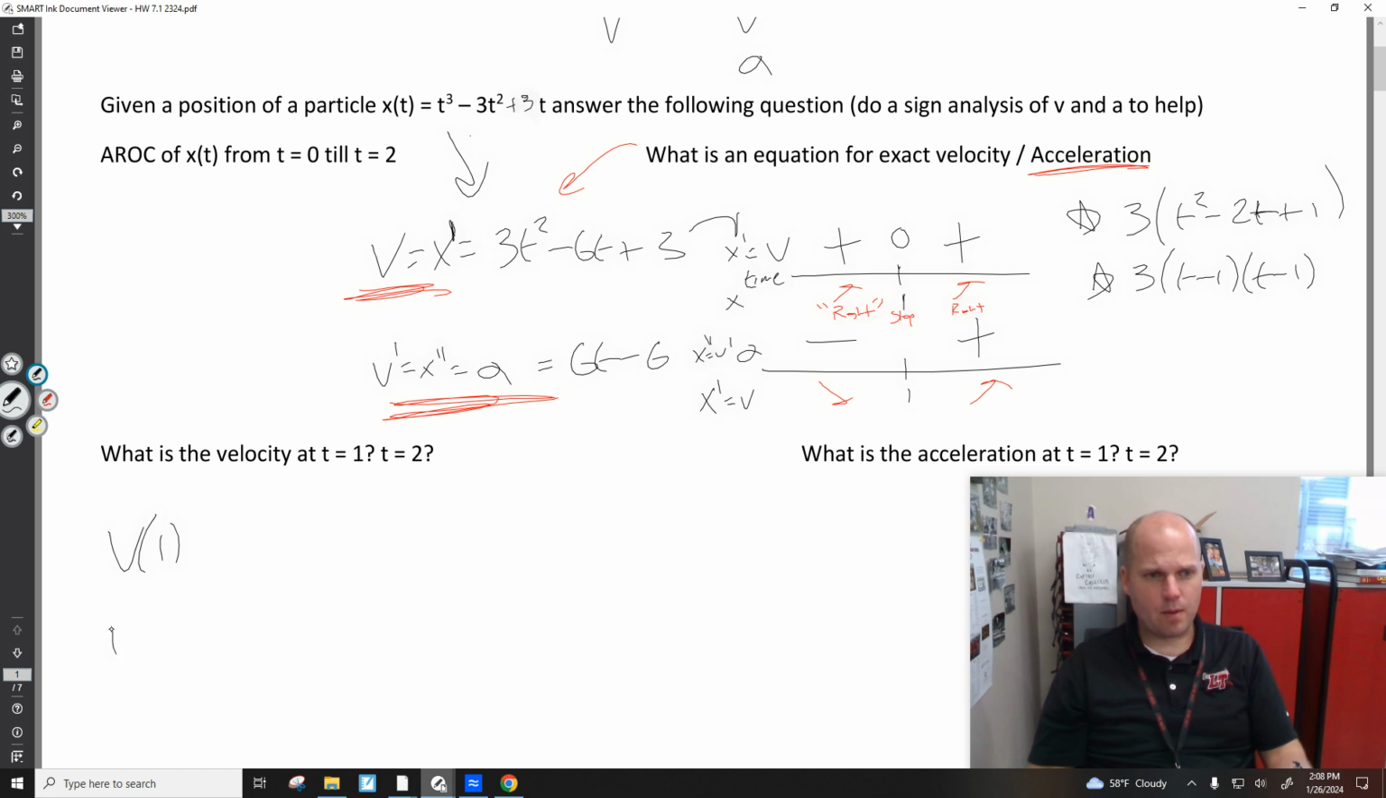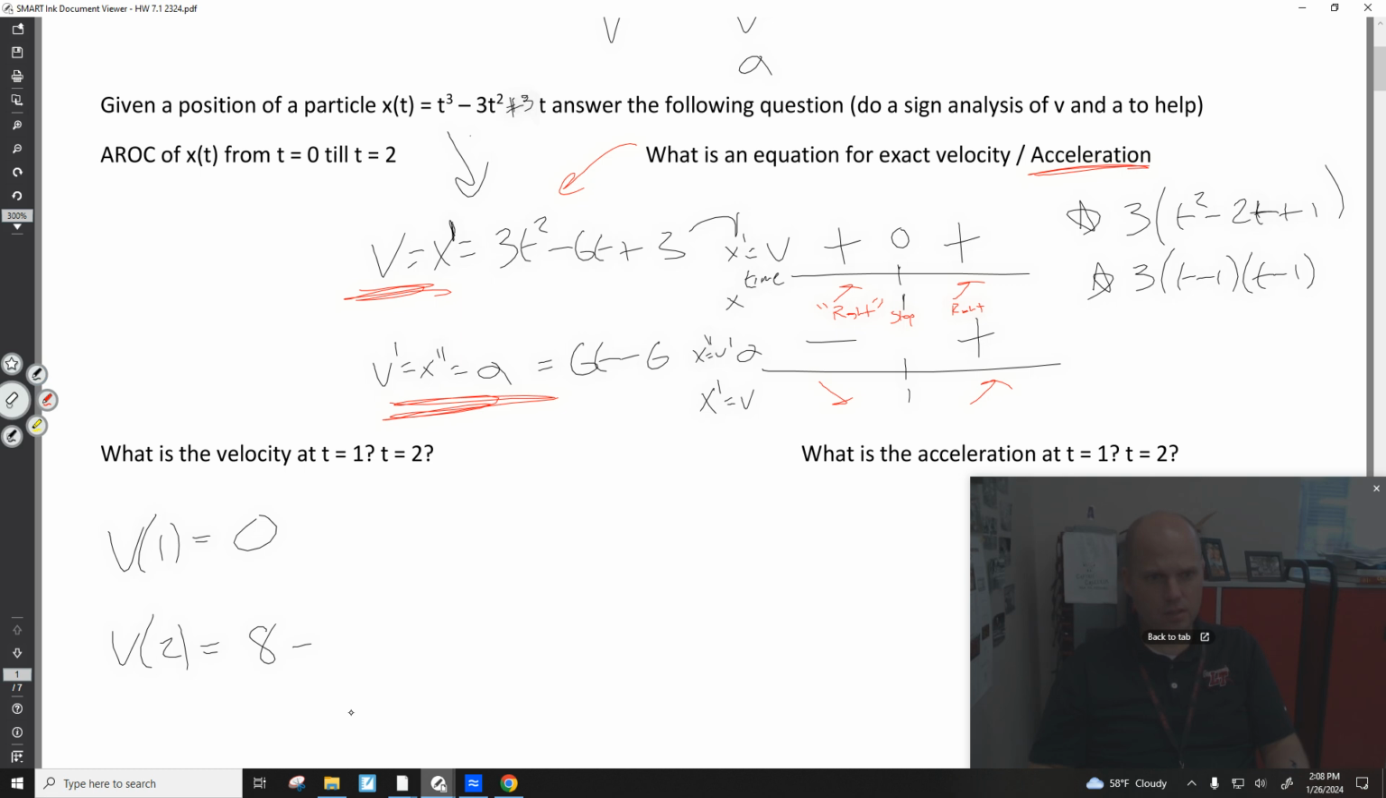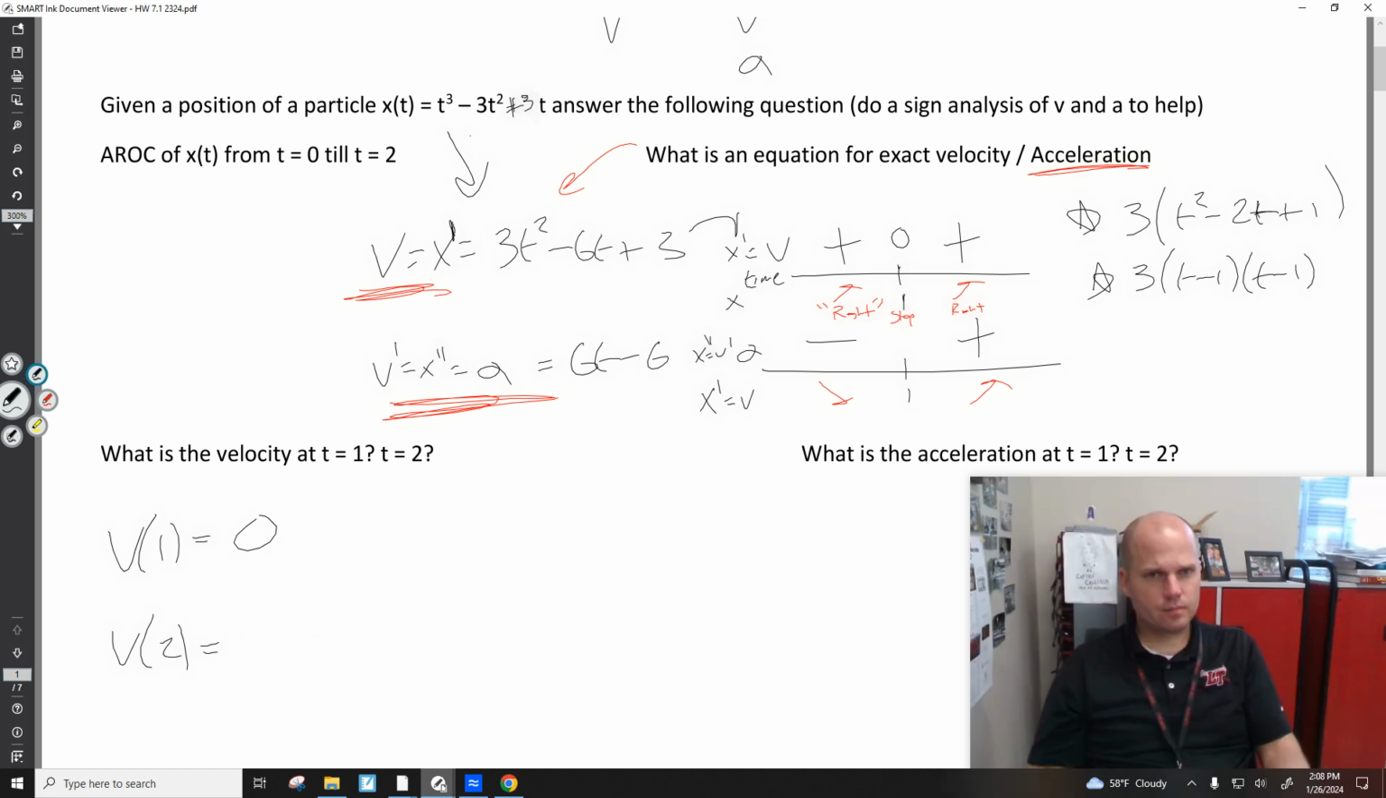What is the velocity at time 1? What is the velocity at time 2? I already found the velocity at time 1 is 0. Velocity at time 2, again, I changed this to plus 3t so that we can factor it. I get 8, minus, sorry, I don't get 8. 12 minus 12 plus 3, I get 3.